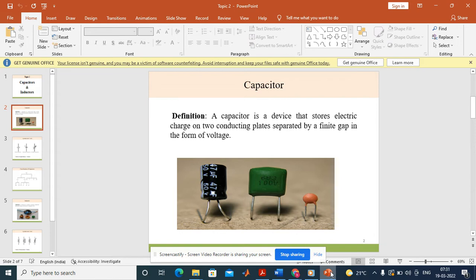These are the various examples of how a capacitor physically looks like. These are the different types of capacitor. The first one is an electrolytic capacitor. The second one and the third one are the ceramic capacitors. So a capacitor is a two-terminal device.